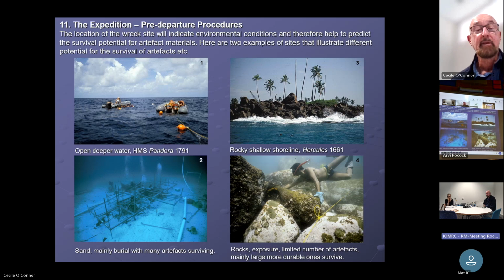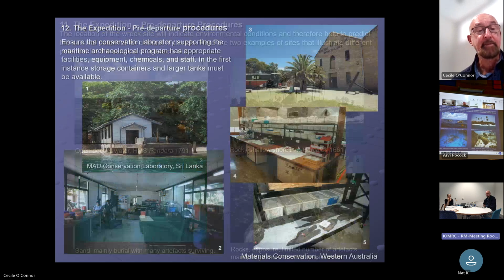But large, robust objects like cannon, maybe anchors, survive a little bit better just because of their size, providing the concretion, which forms the corrosion products that form on the outside like a cement jacket, is not compromised. In this case, it has been, and it's been sculpted out by the sand movement. So that cast iron cannon is gradually being eroded away and corroding at the same time.